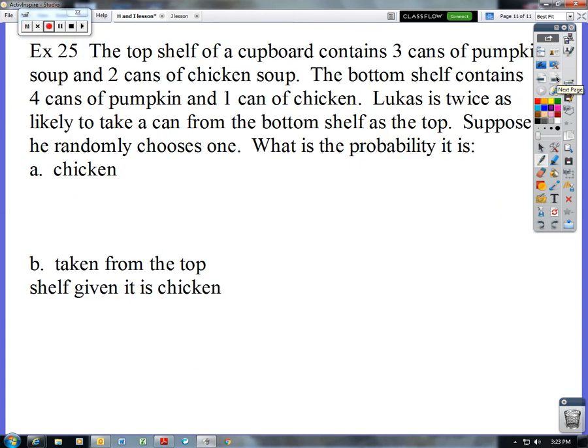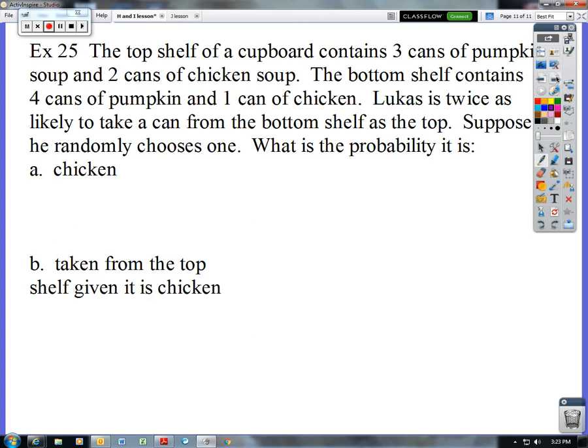And I do believe that, yep, this is our last one. Oh, I like this problem for some reason. So let's read it. The top shelf of a cupboard contains 3 cans of pumpkin soup, 2 cans of chicken. Bottom shelf contains 4 of pumpkin, 1 of chicken. Lucas is twice as likely to take a can from the bottom shelf as the top. Suppose he randomly chooses one. What's the probability it's chicken?